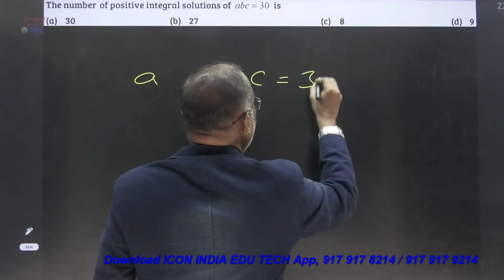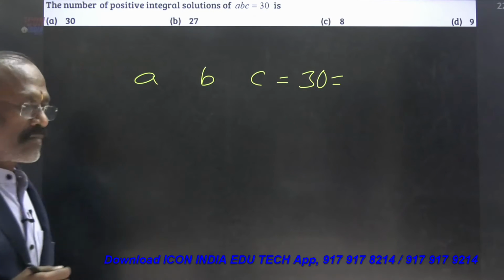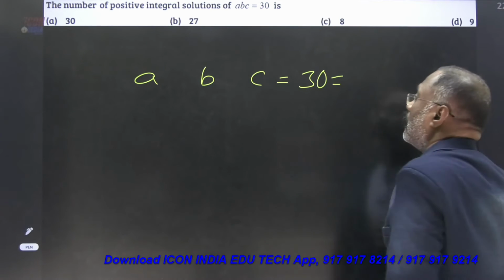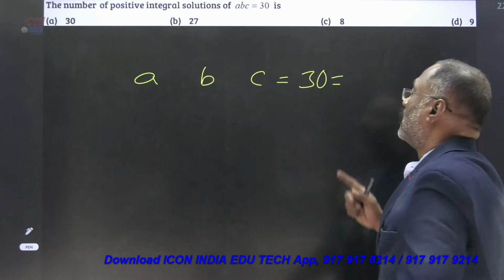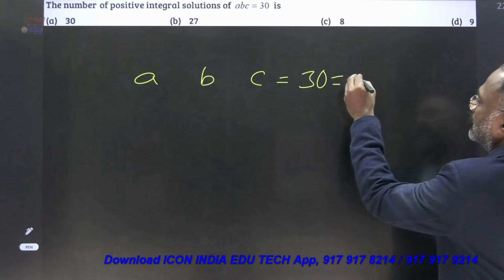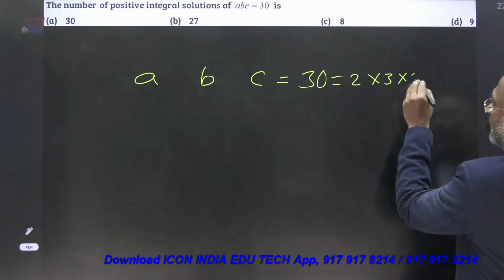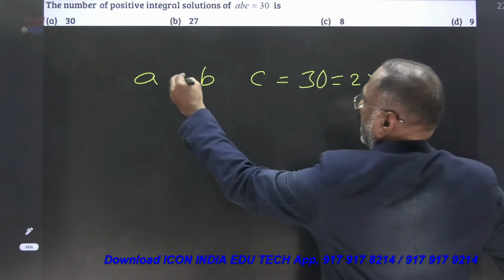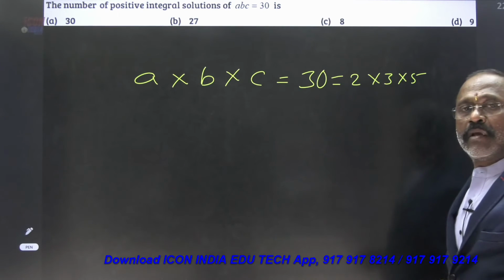Now what I do, I'll be prime factorizing 30, my dear boys and girls. As you all know, the prime factorization. What is the prime factorization? Prime factors for this: 2 into 3 into 5 is nothing but 30. Here also, A into B into C.